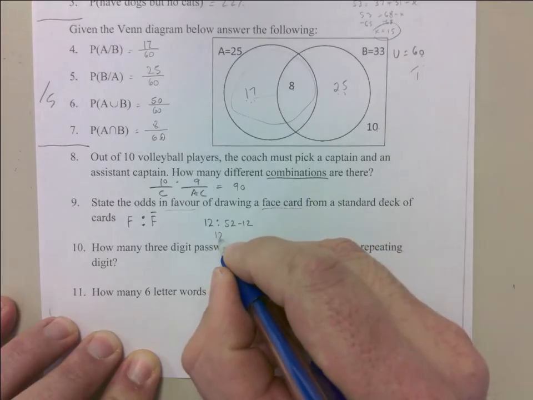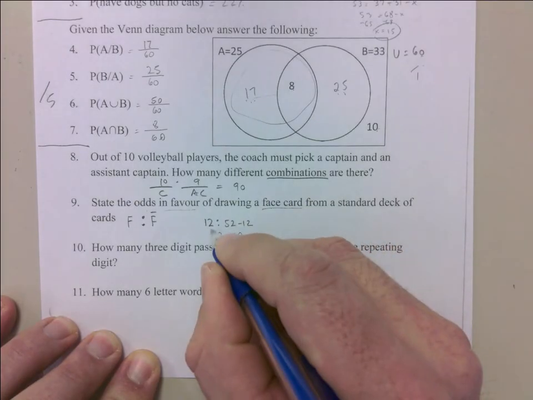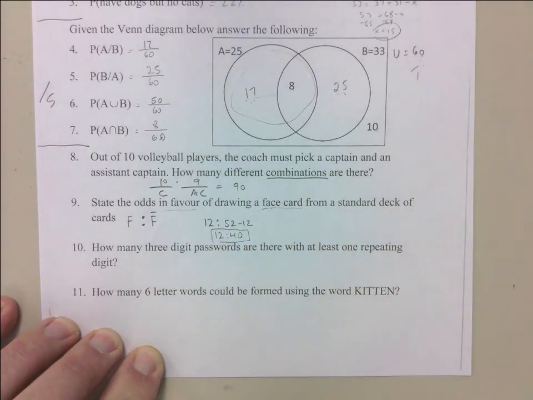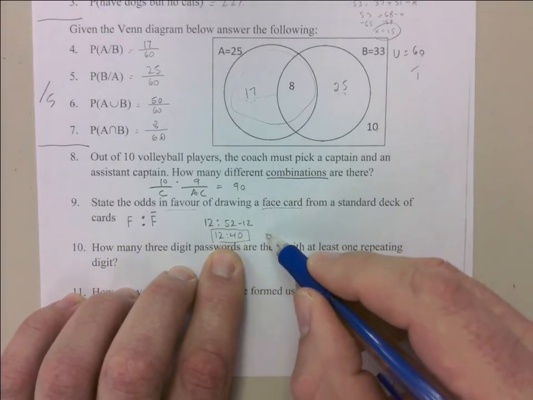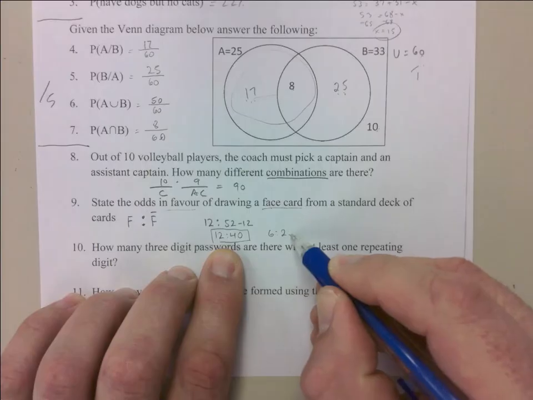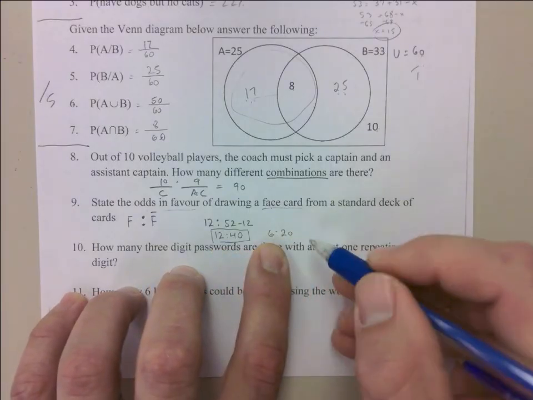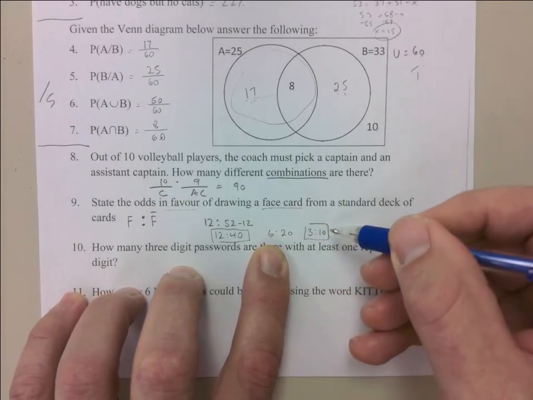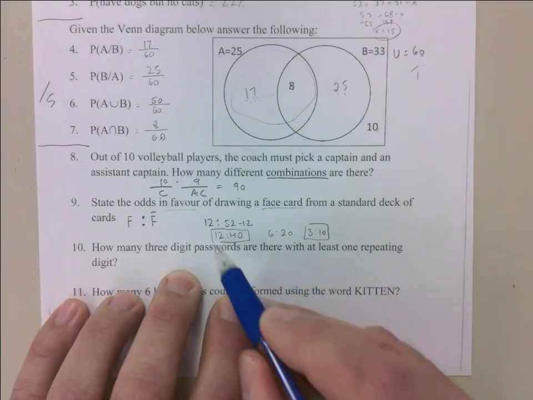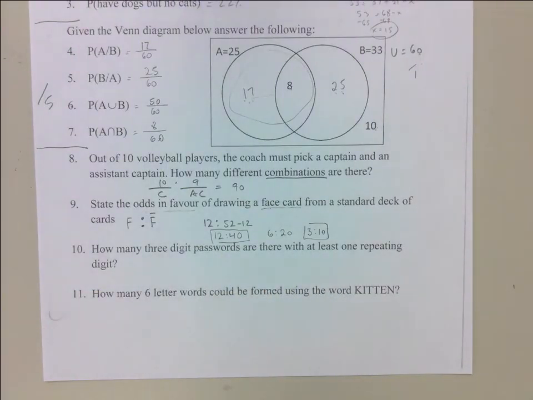That is 40. 12 to 40 is an acceptable answer, but we know that they're both even, so you could technically slice them both in half and get 6 to 20. Slice them in half again, get 3 to 10. So this will be the best answer. All the other ones are getting there as well. You still get the marks.